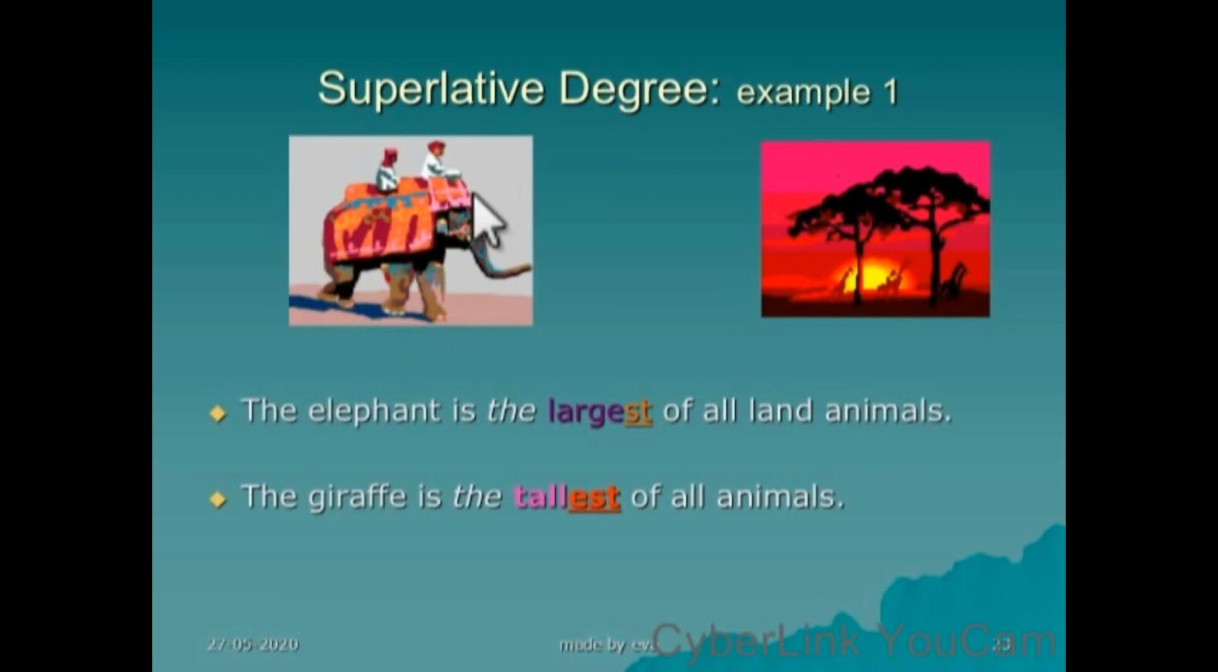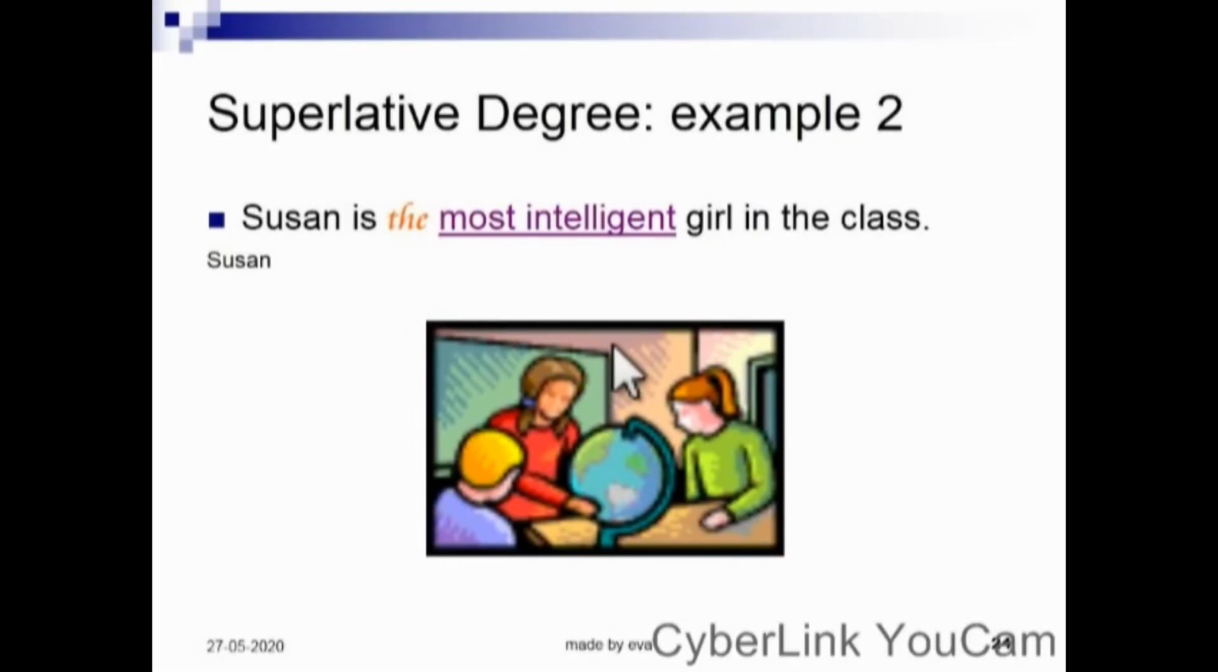Example of superlative degree. You find the elephant is the largest of all land animals. Here we find largest is the superlative form of degree. The giraffe is the tallest of all animals. There you find two examples here. Next one, example 2: Susan is the most intelligent girl in the class.